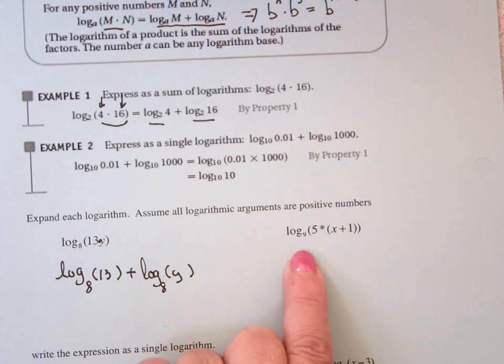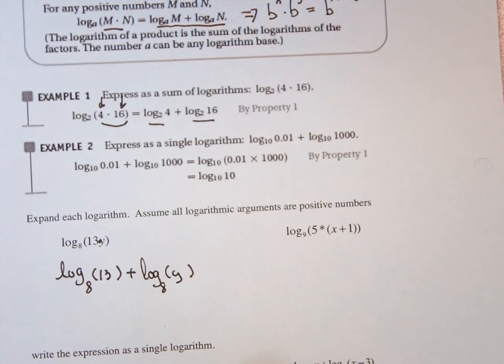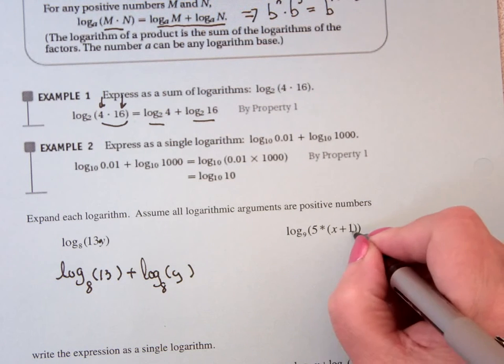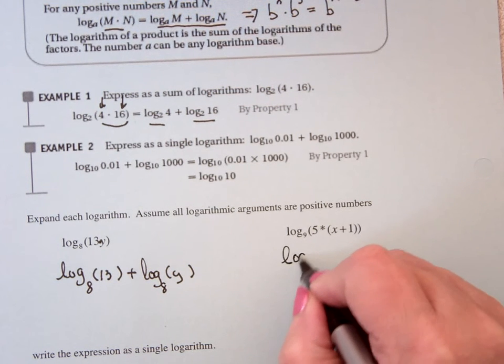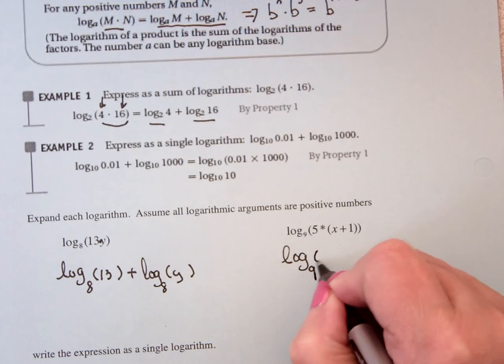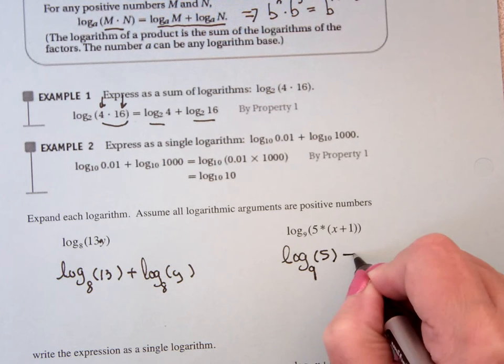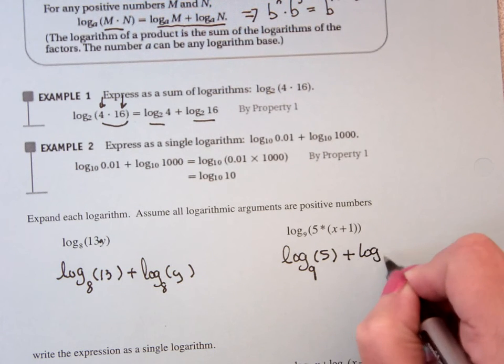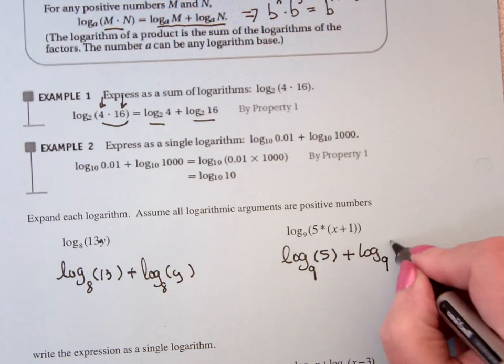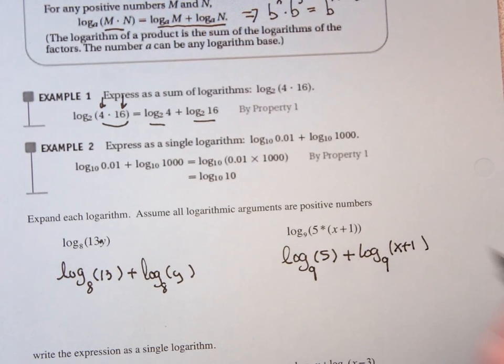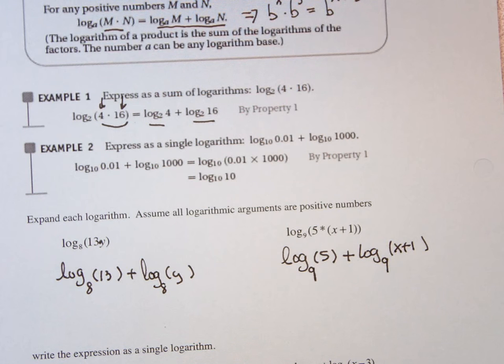Log base 9 of 5 times x plus 1. I have two things multiplied together. It would be log base 9 of the first factor added to log base 9 of the second factor. Product turns into a sum.